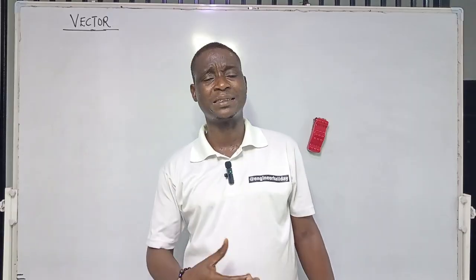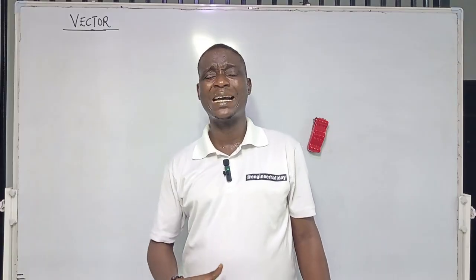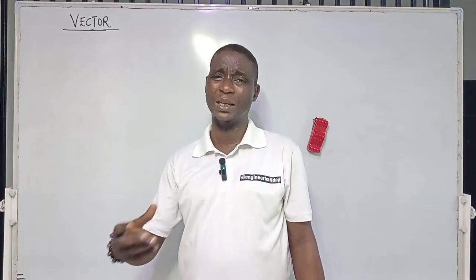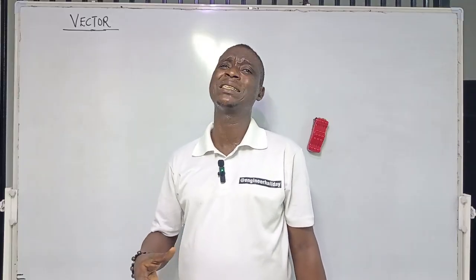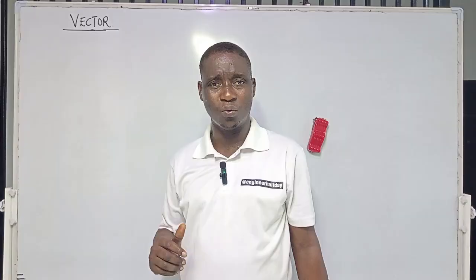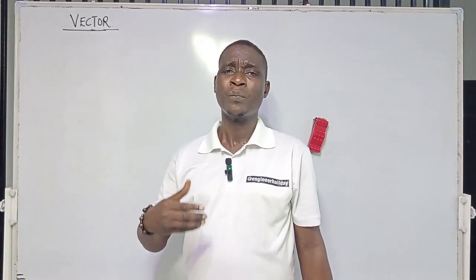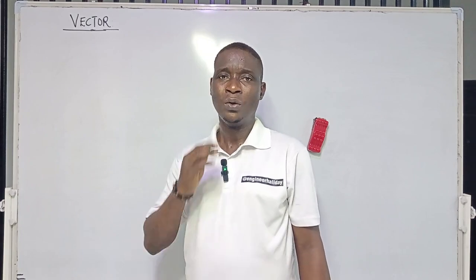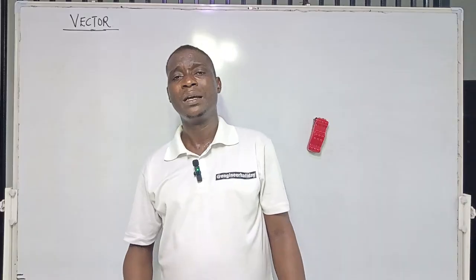We also say that a vector is that which has magnitude, and that magnitude can be represented by the length of the line, and direction, which is indicated at the end of the line with an arrow. The direction can also be represented with an angle. All this we are going to see in this video.